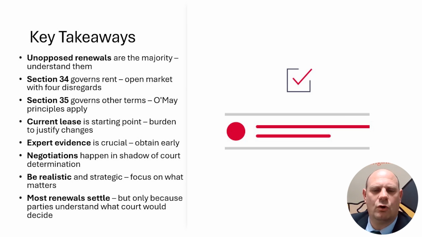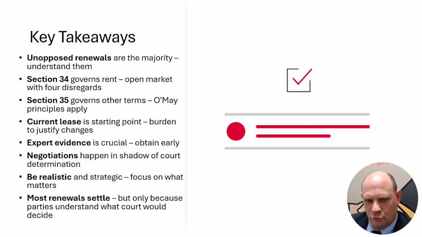We've covered a great deal of ground today, so let me crystallise the key points that you need to take away. First, unopposed lease renewals represent the vast majority of lease renewal situations. Understanding how they work is essential for anybody involved in commercial property. Second, the court determines renewal terms under Sections 33 to 35 of the Act. Section 34 deals with rent, Section 35 deals with other terms, and Section 33 deals with duration.